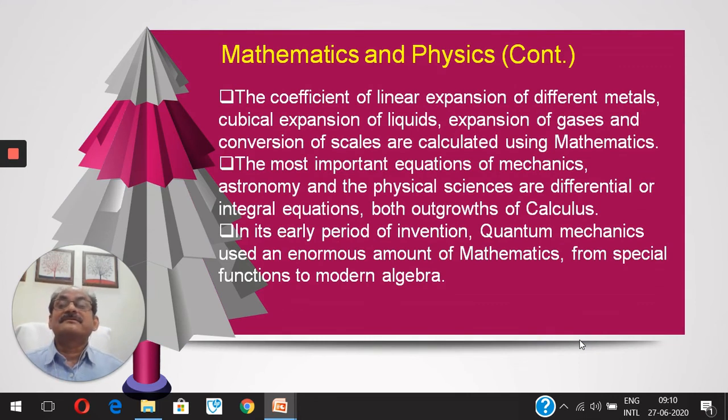In mathematics and physics, the coefficient of linear expansion of different metals, cubical expansion of liquid, expansion of gases, and conversions of scales are calculated using mathematics. The most important equations of mechanics, astronomy, and the physical sciences are differential or integral equations, both outgrowths of calculus. In its early period of invention, quantum mechanics used an enormous amount of mathematics, from the special functions to modern algebra. So mathematics and physics are really connected to each other, but other subjects are also connected to this.